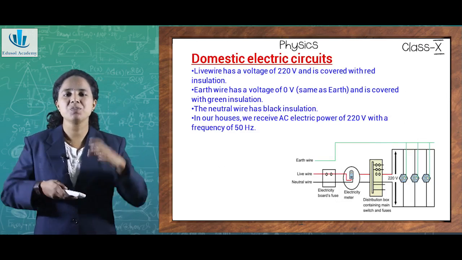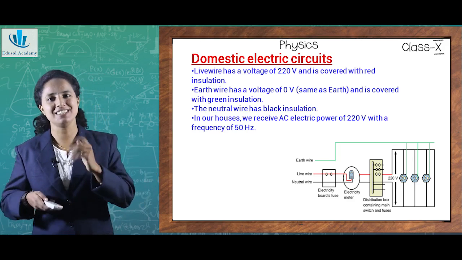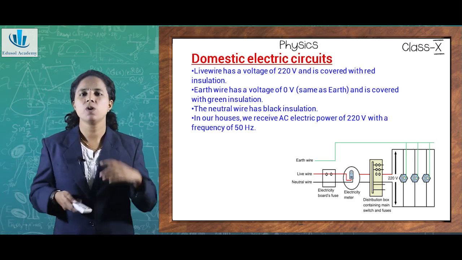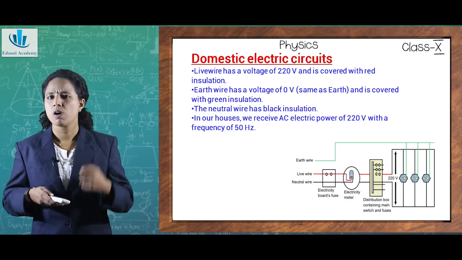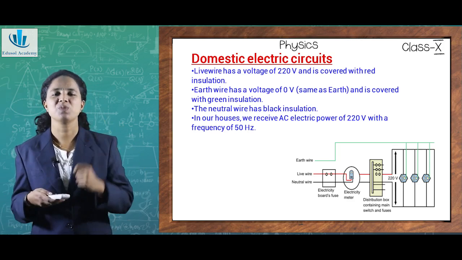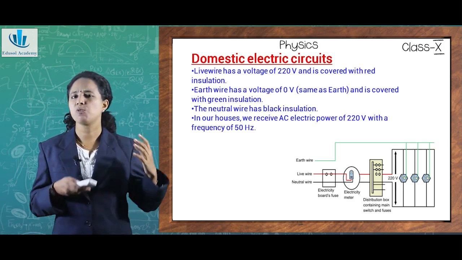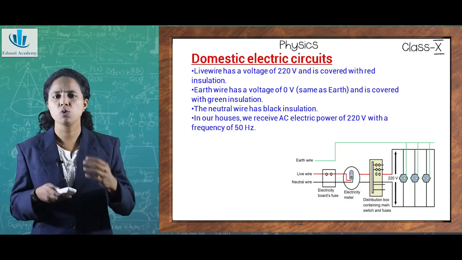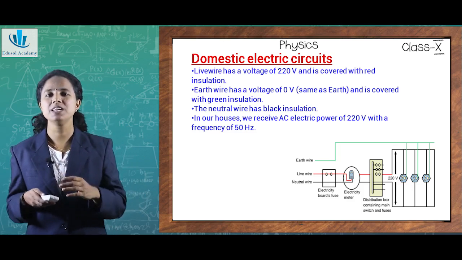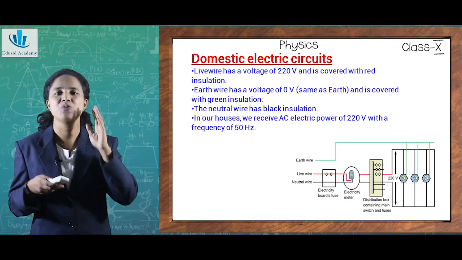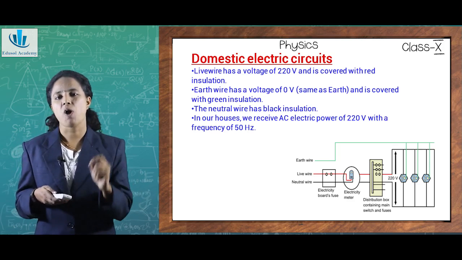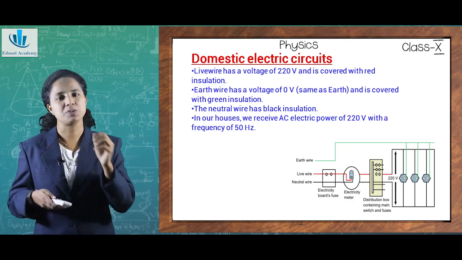We have already dealt with what is AC current and what is DC, that is alternating current and direct current, isn't it? In our houses, we receive current, isn't it? Which category may that be? Is it AC or DC? In our homes, we receive AC electric power, and what is the corresponding frequency or voltage? The AC electric power that we receive in our house is of 220 volt with a frequency of 50 Hertz. And one of the important components of our domestic electric circuit is the fuse.